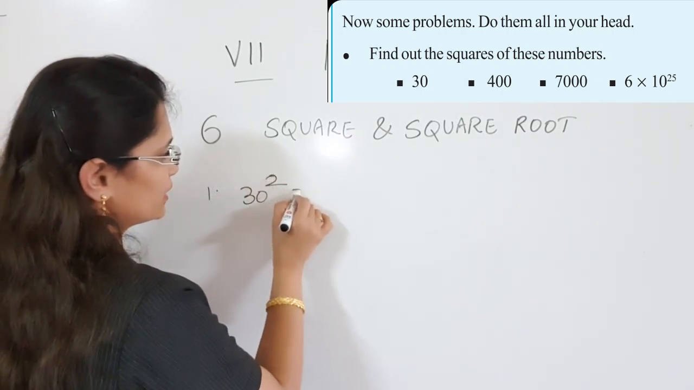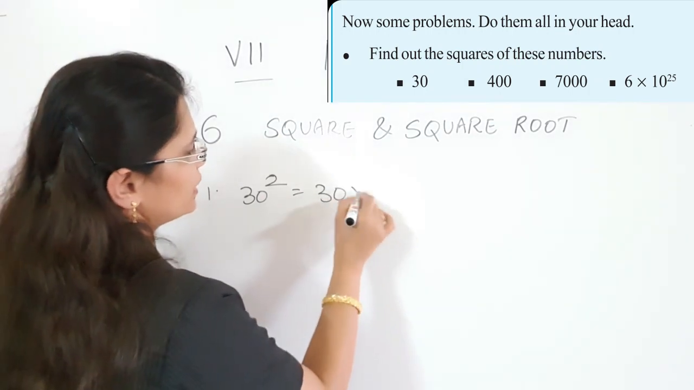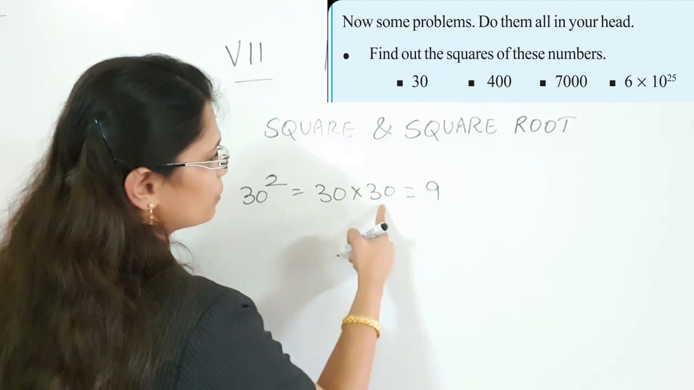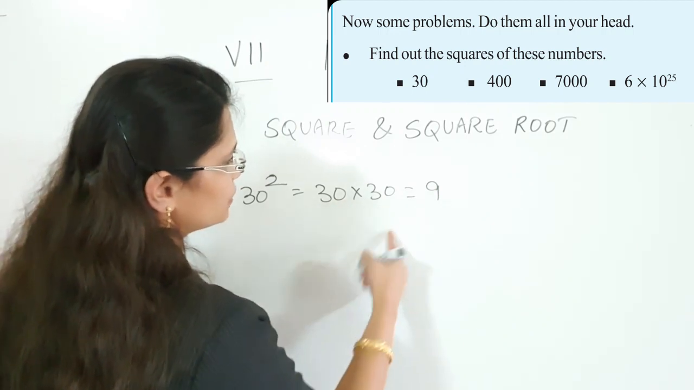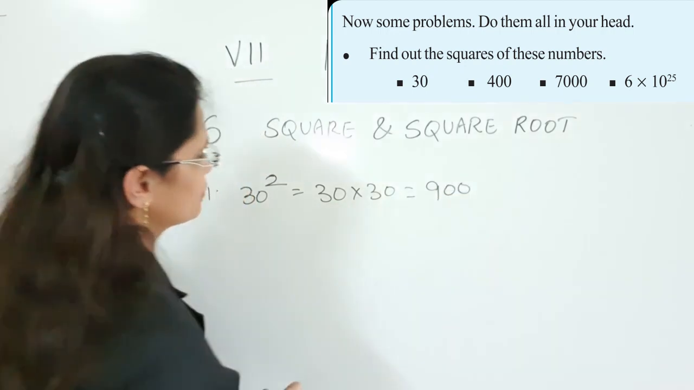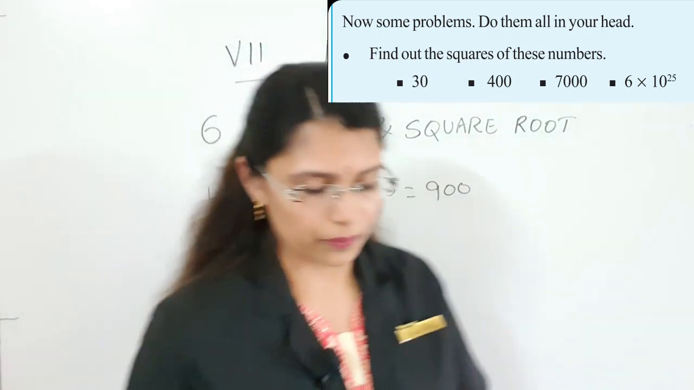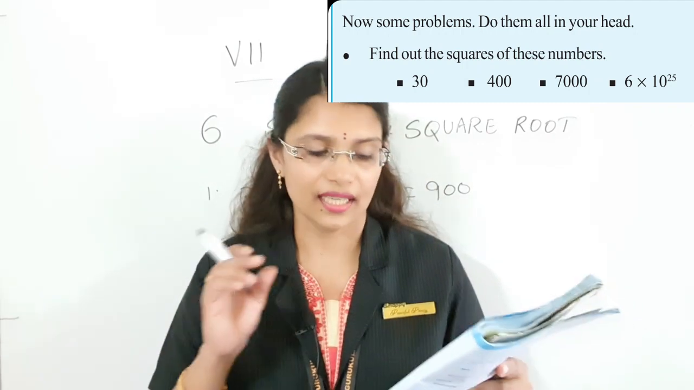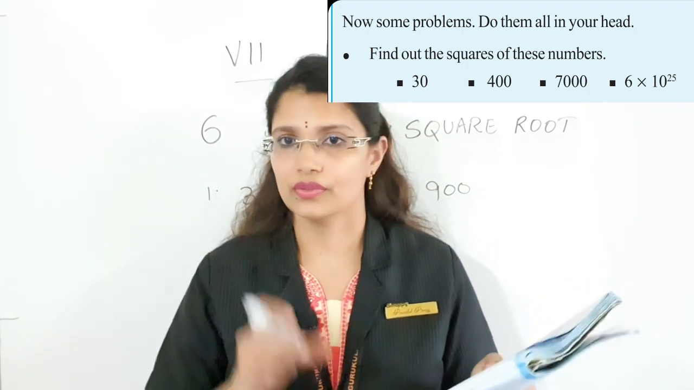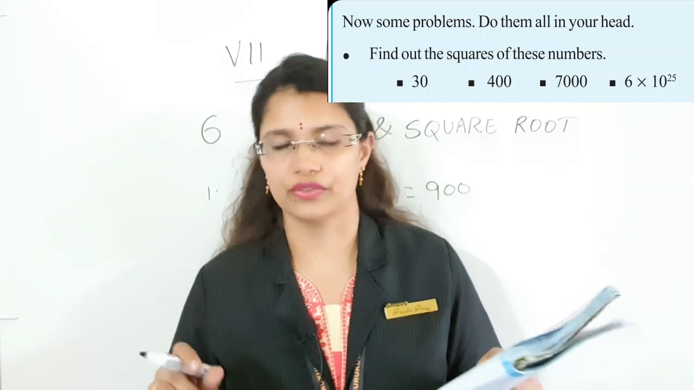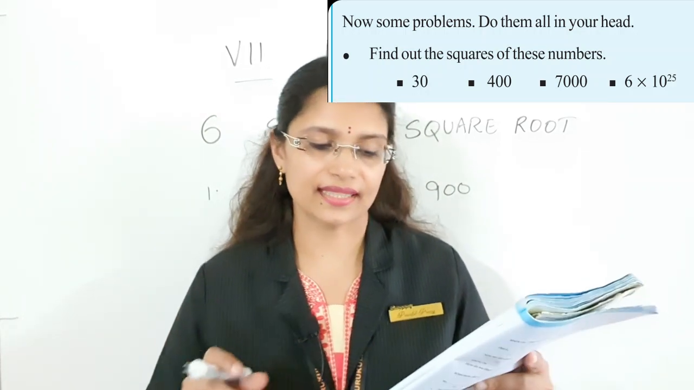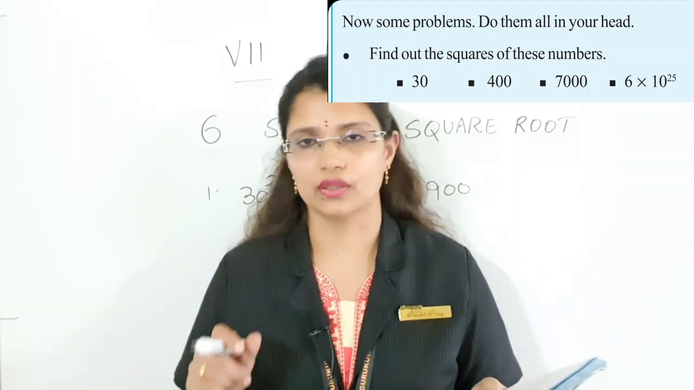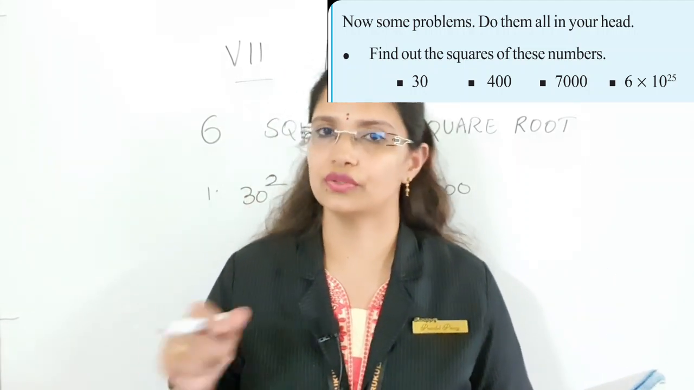So, 30 square is equal to 30 into 30. What is 3 into 3? It is 9. Then how many zeros are there total? 1, 2. So 2. This is the answer. Now, second question, 400. 4 into 4 equal to 16. And then how many zeros will come? 2 plus 2 is equal to 4 zeros. Then 7000, 7 into 7 is equal to 49. Then 3 plus 3 is equal to 6 zeros will come. So, these two do it as homework.